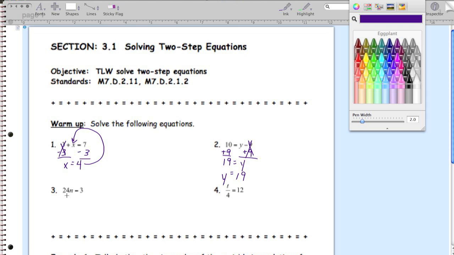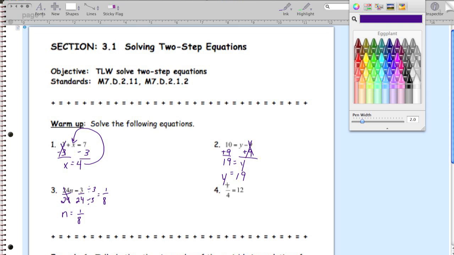In number 3, we have 24n equals 3. Well, these are being multiplied, 24 times n. So the inverse is to divide. That cancels, n comes down. 3 over 24, please don't say it's 8. 24 over 3 is 8. 3 over 24 we can reduce. 3 divided by 3, 24 divided by 3, and we get 1/8. So that reduces to 1/8.